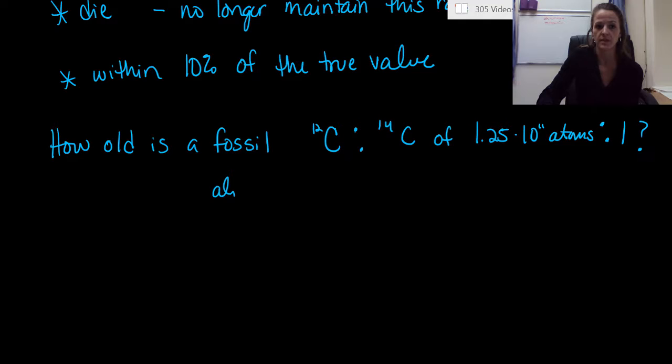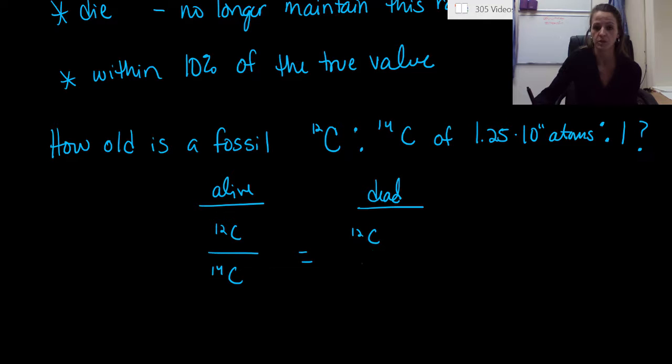So the first thing I do is I set up two different ratios. I have an alive ratio and a dead ratio. And so what I like to do is put my carbon-12 over my carbon-14 and set these equal to each other. Okay? So there's my basic formula.